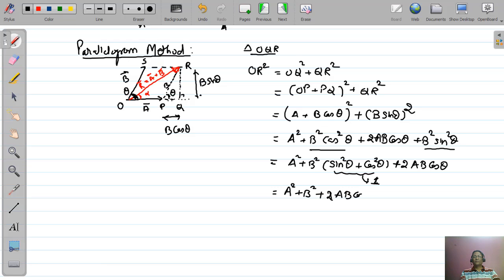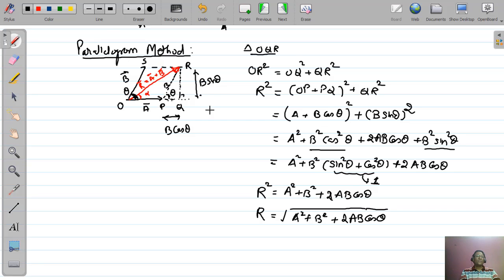That means we can write a square plus b square plus 2ab cos theta. And what is OR? OR is this length. This is the length of the vector R. That means it is R square. Hence we find R square equal to a square plus b square plus 2ab cos theta. Square root from both sides, it will give plus minus values, but we are discussing the magnitude of vector R. That means magnitude is always positive, so we discard the negative sign. Finally we get R equal to the square root of a square plus b square plus 2ab cos theta.